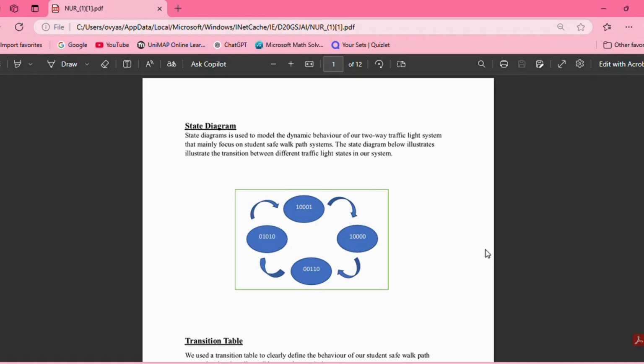First, we create a situation of having 5 lights, 3 for the vehicles and 2 for the students. The 3 lights for vehicles would be green, yellow, and red. For the students, we only have green and red.